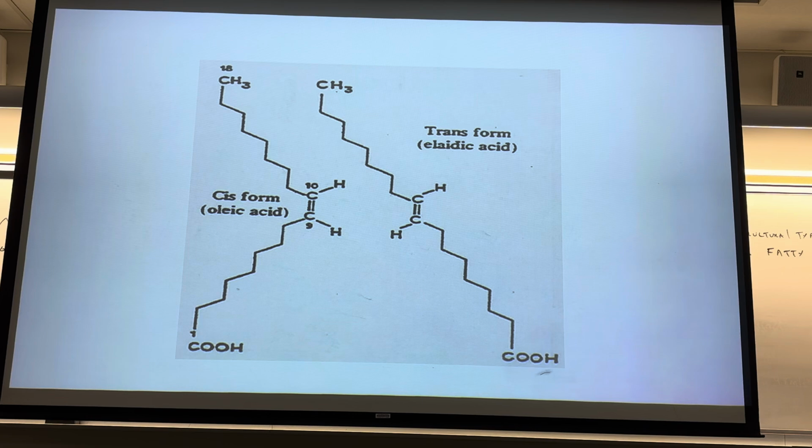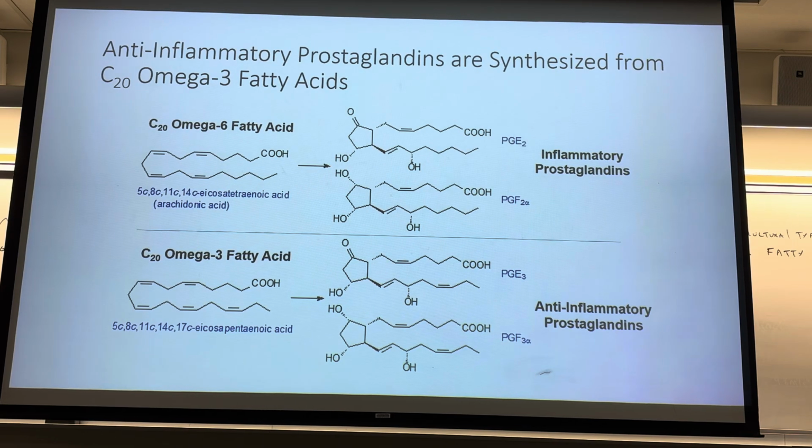The trans fatty acids. Should I talk about this now or a little bit later? I'm going to come back to this. Yeah, I'll come back to that one.